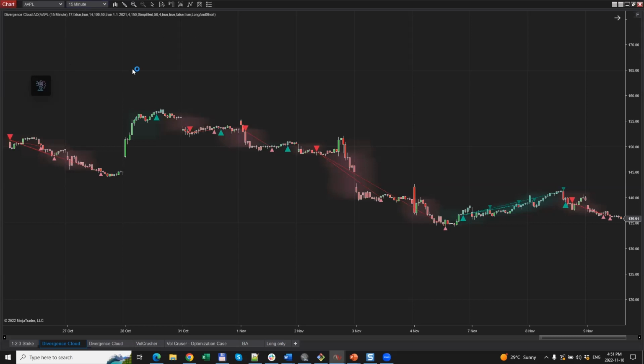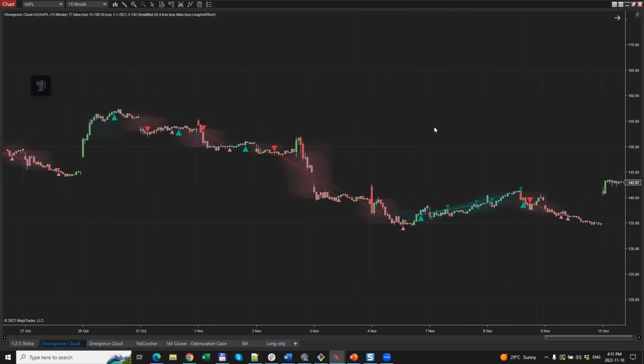but also on every chart type, even on Renko charts or range bar charts. So here we have divergence cloud applied to the chart. And the first thing you probably see is this little coloring behind the price bars, which is either greenish or a bit reddish. These colors denote divergence. If the color is greenish, as you may guess, it denotes bullish divergence. And if the color is reddish, it denotes bearish divergence.